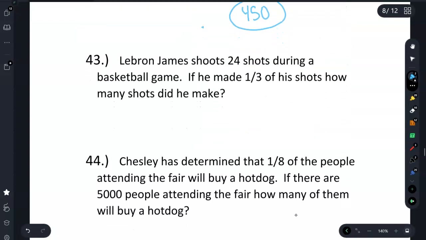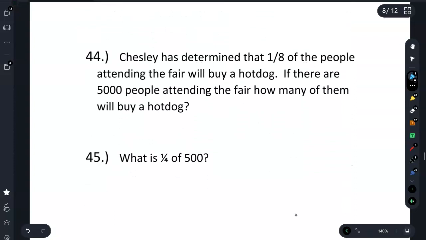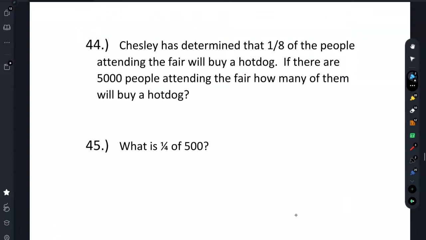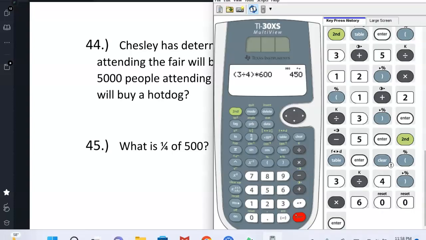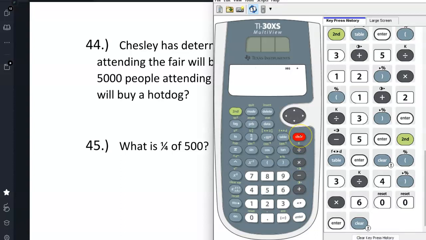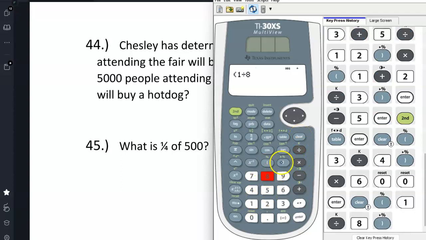All right, 44 should be very similar. This time Chelsea has determined that 1 out of 8 people, or 1/8 of the people attending the fair, will buy a hot dog. If there are 5,000 people attending the fair, how many of them will buy a hot dog? So here I'm looking for 1 out of 8 of the total. So I just want to think of that as a fraction, 1/8.